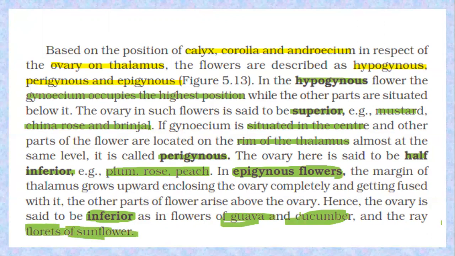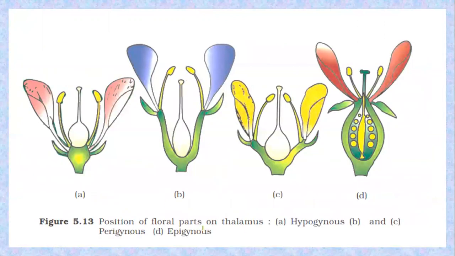NEET 2020 question. Ray florets show which type of ovary? Yes, everybody, inferior ovary is seen in guava, cucumber, and ray florets of sunflower. So these are the structures. That diagram number 1 is shown as a hypogynous condition, B and C perigynous condition, and D is epigynous.